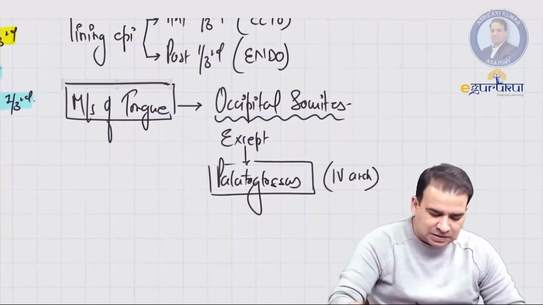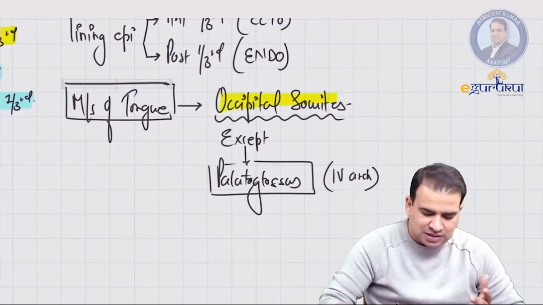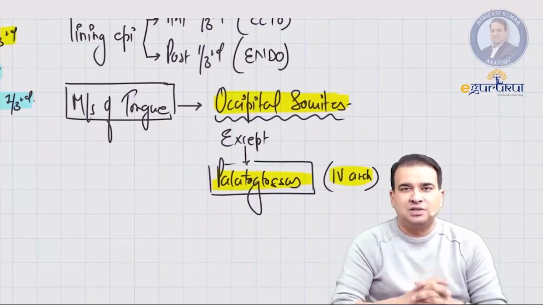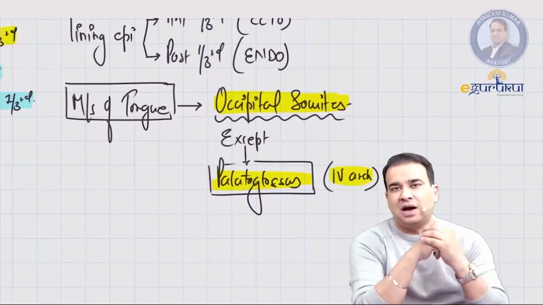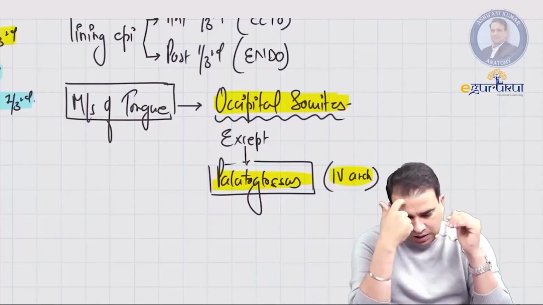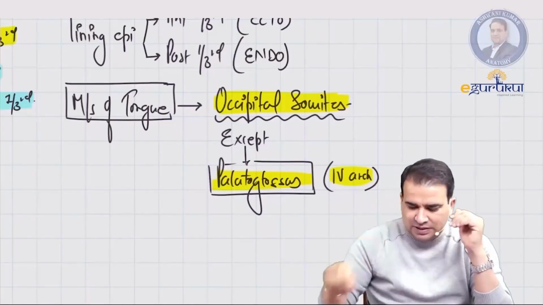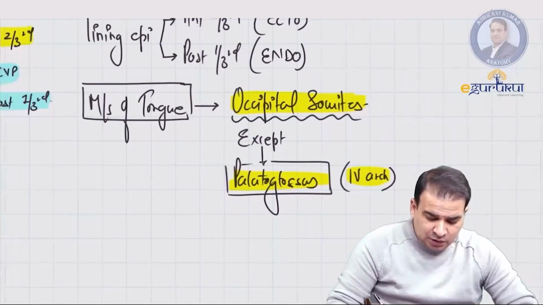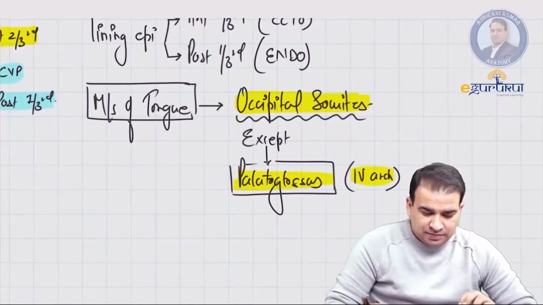So guys, all muscles of tongue, the genioglossus, the hyoglossus, the styloglossus, they are all derived from where? Occipital somite. But not the palatoglossus. It is derived from the fourth pharyngeal arch. It is from the mesenchyme of the fourth pharyngeal arch. So this is about the development of the tongue. Now let us also talk about the development of the thyroid gland.